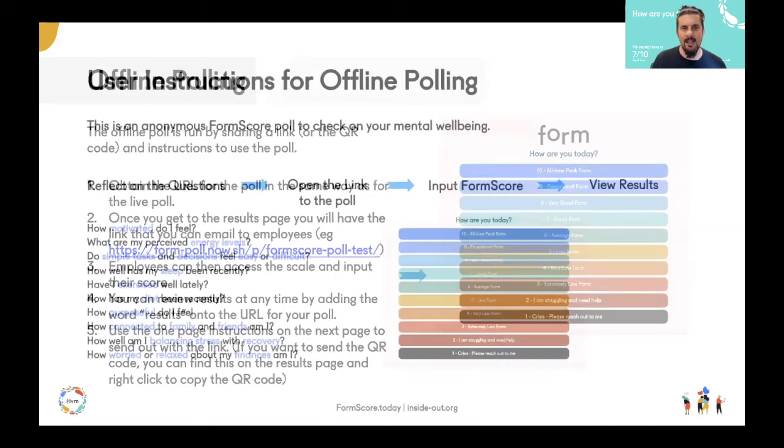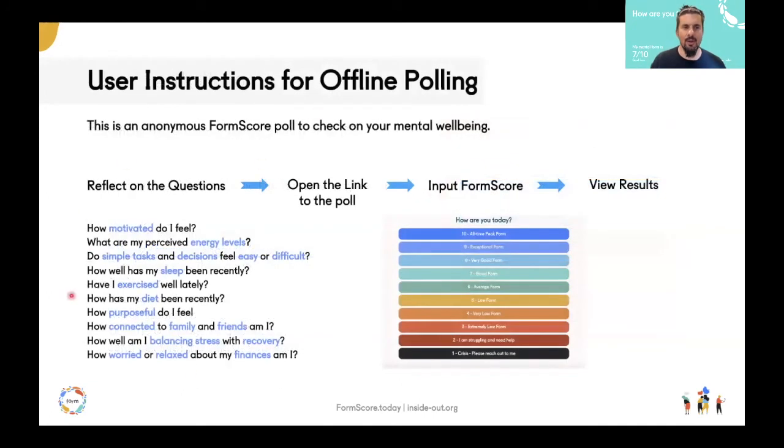For me, it's about just making sure that people have got the questions, they understand the context of what we're trying to do, and these simple instructions. So reflect on the questions, open the link to the poll, see where you might fit on that scale, and then select your particular score, and then you can view the results as we go along. But just mention it's totally anonymous, and we're just trying to get a temperature test of how people are feeling with a score out of 10.